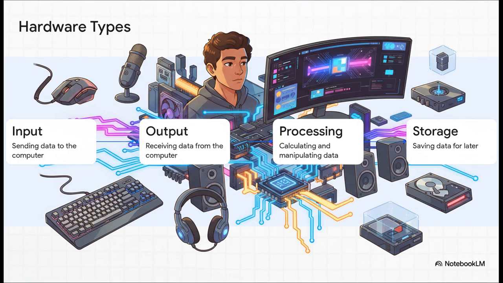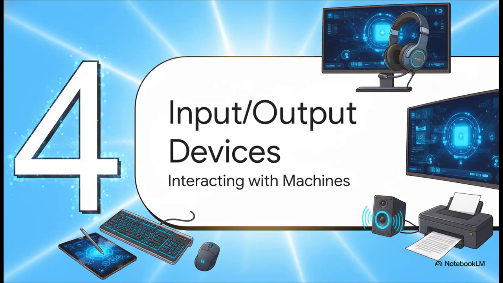And to keep things organized, hardware breaks down into 4 distinct categories. Number 1, input devices. Number 2, output devices. Number 3, processing devices. And number 4, storage devices. That basically covers the entire journey, from where data enters to where it gets crunched, where it lives, and where it exits. Now, for the rest of this explainer, we're going to zoom in really tight on just those first 2 steps. Which brings us to Section 4, input and output devices.